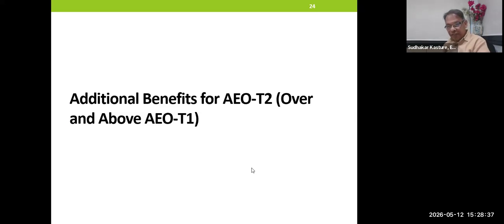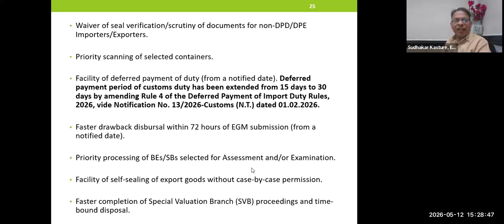What are additional benefits? What we have talked about so far is related to AEO Tier 1. Now let us look at higher Tier 2. Waiver of seal verification, scrutiny of documents for non-DP cargo, priority scanning of selected containers, and most importantly, the deferred payment scheme.